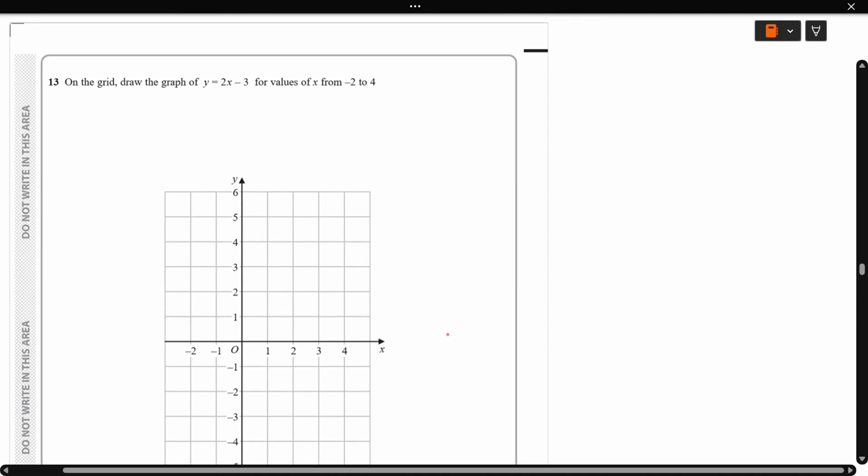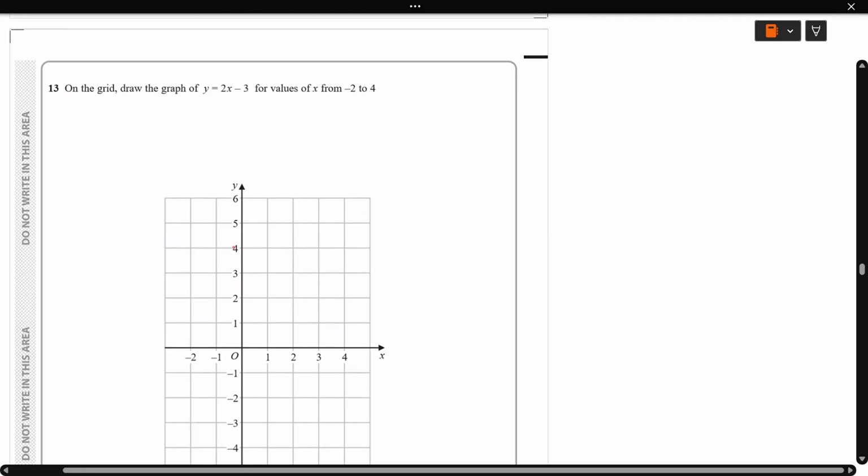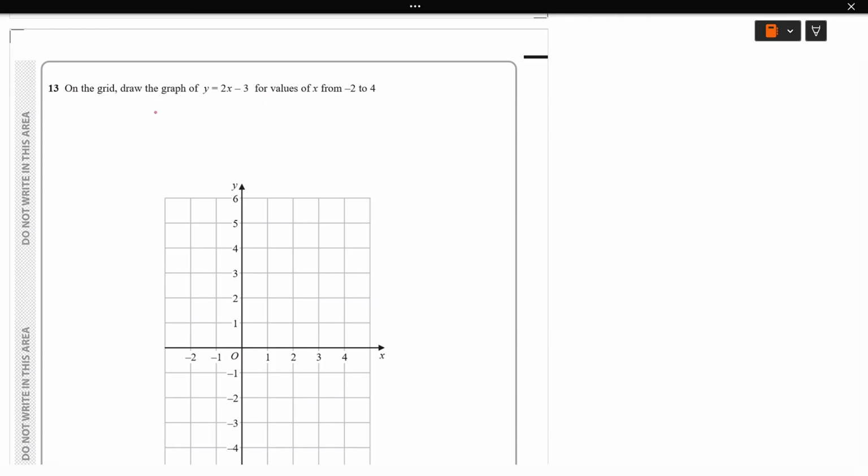The next question: on the grid, draw the graph of y equals 2x minus 3 for values of x from -2 to 4. Okay, so we write the x value and y value, just make a box here.